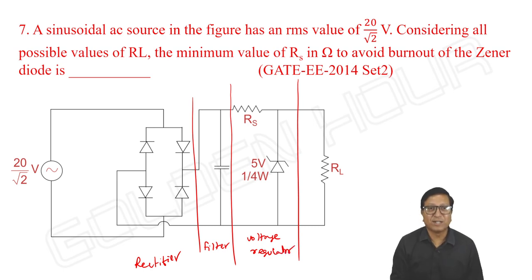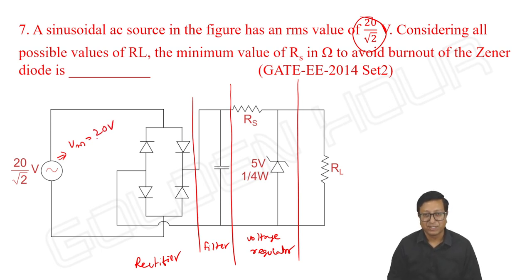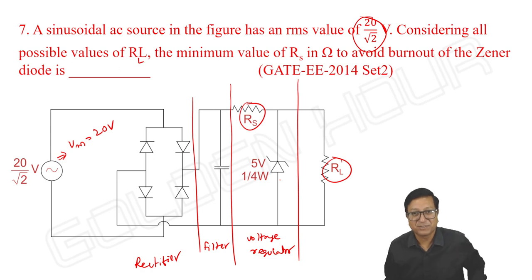Okay, a sinusoidal source shown in figure has RMS value of 20 by root 2. VRMS is given. So what is VM? It is VRMS multiplied with root 2, that is 20 volts. VM is known. And what about the input to the capacitor? Considering all possible values of RL, the minimum value of RS in ohms to avoid burnout of the Zener diode. Okay, this is a question.